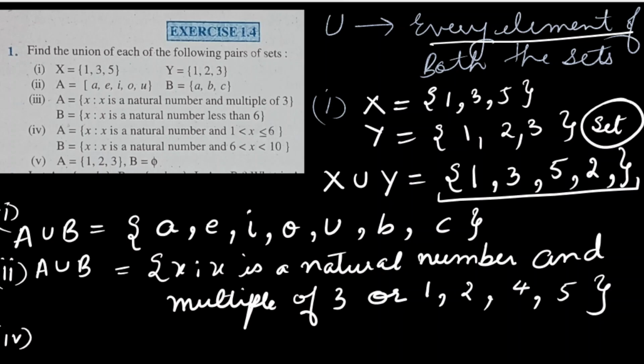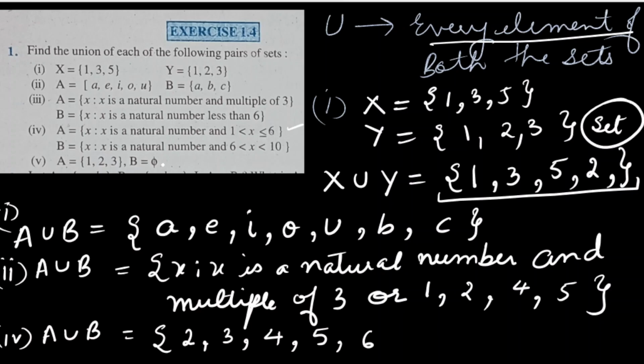Now let's do the fourth part. A union B we have to find. First of all, let's write the elements of set A. So x is a natural number and x is greater than 1. So that means 1 we don't have to include. So all the natural numbers greater than 1: 2, 3, 4, 5 and 6. 6 we have to include because x is less than or equal to 6. So equals to is there, that's why 6 we'll consider. So A's elements are 2, 3, 4, 5, 6 as per the given information in set builder form.